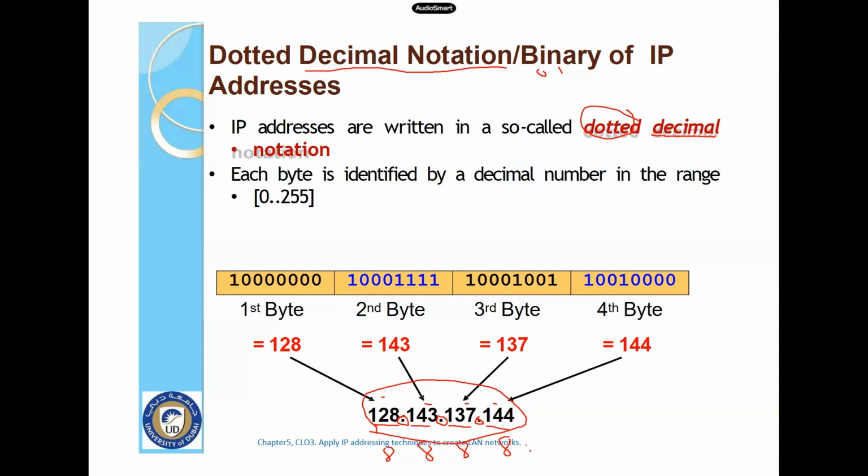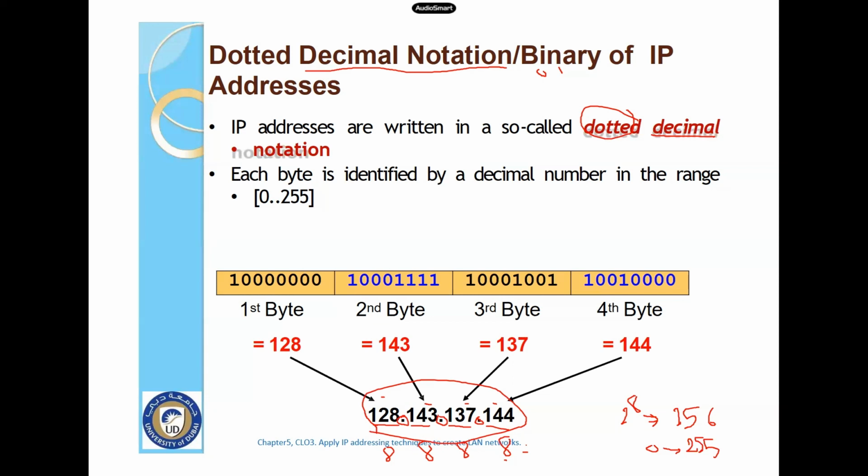How many combinations do you get from 8 bits? 2 to the power 8. In binary systems, 2 to the power of the number of bits gives you the number of combinations. It will be 256, and since I'm starting from 0, the number will vary from 0 to 255. That's why each portion of the IP address ranges from 0 to 255.